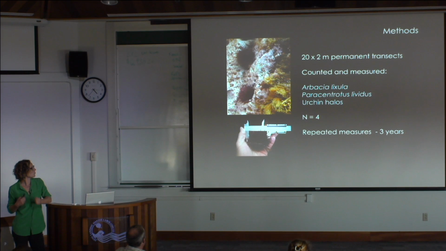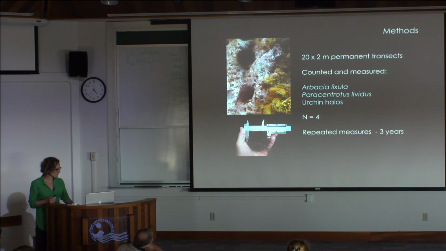In addition, we monitored the sea urchin populations along permanent transects. There are two common sea urchin species here, Paracentrotus lividus and Arbacia lixula, that I showed you that photo of earlier. And we counted them and measured them for about 3 years along these same transects.